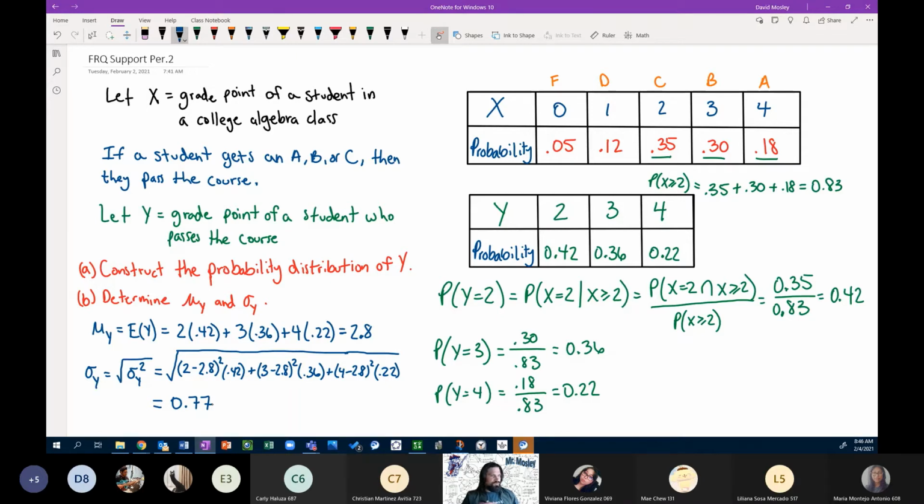So we would expect, over many students taking this course, the students who pass, their grades will vary by about 0.77, or a little over half a grade, from the mean of 2.8 on average. And so this is what essentially the work for parts A and B of question 1 should have looked like. Very similar to this. Is there anything I can clarify?